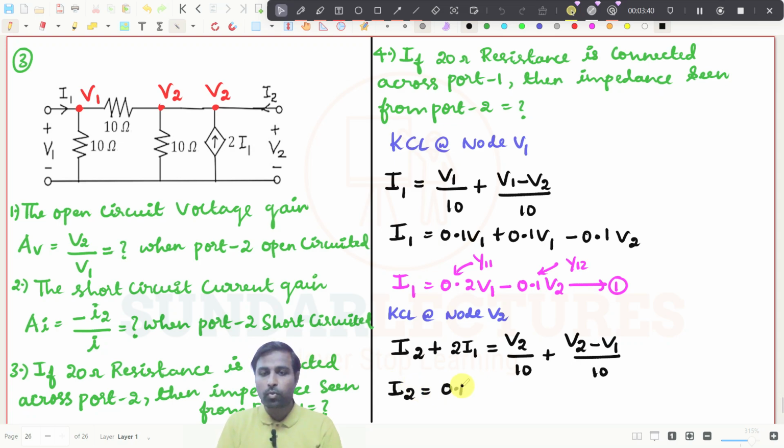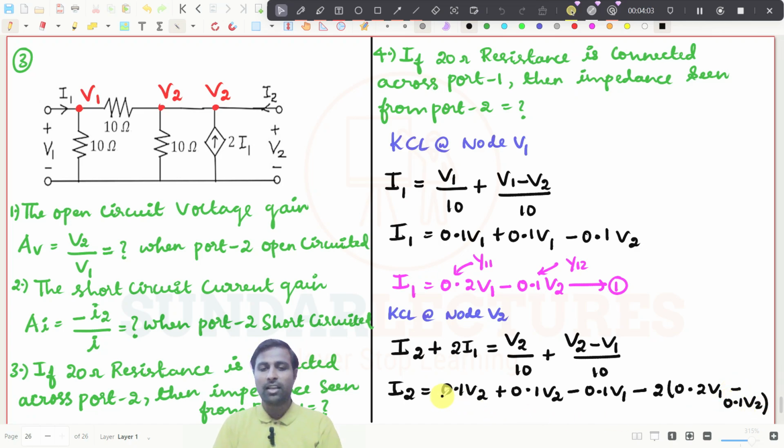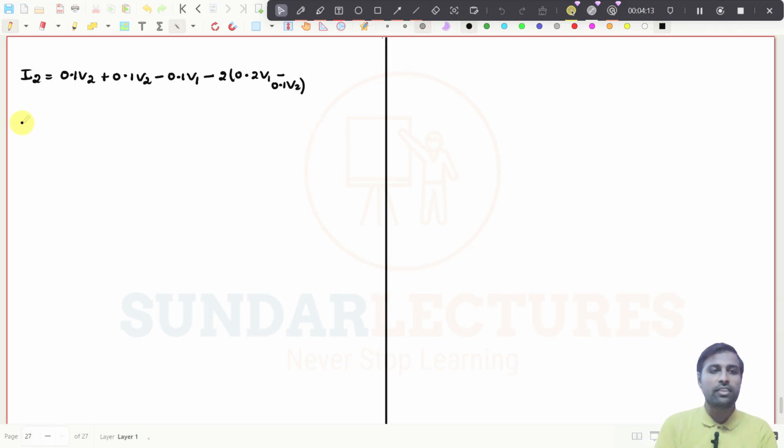So 0.1 V2 minus 0.1 V1, this value, and then minus 2 into, what is I1 here? I1 is nothing but this value, right? So it will be 0.2 V1 minus 0.1 V2, right? This is the equation now. And if you need to simplify this equation to get the value of I2, so if you simplify this equation, what will you get?